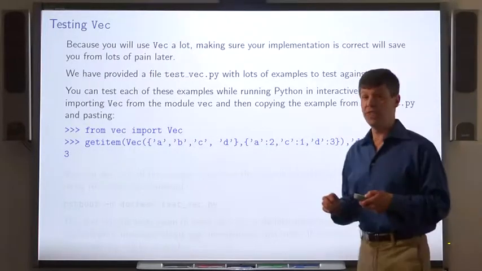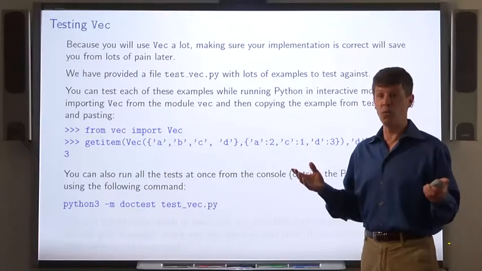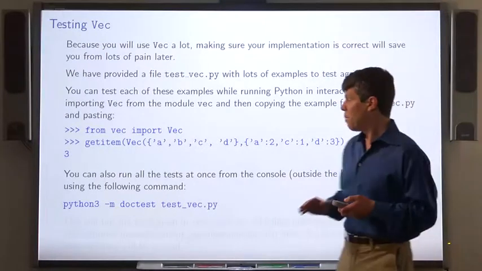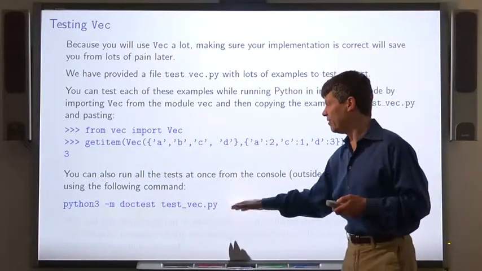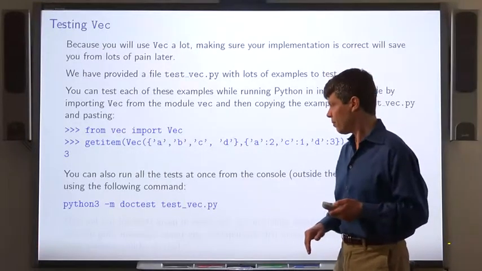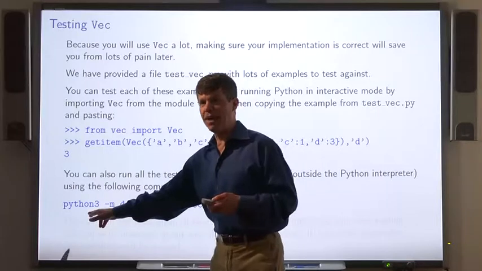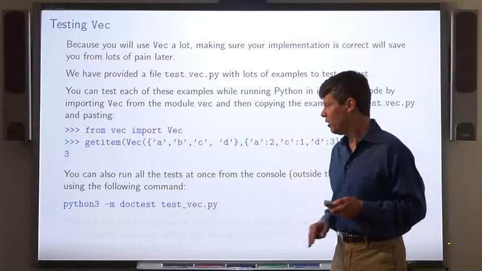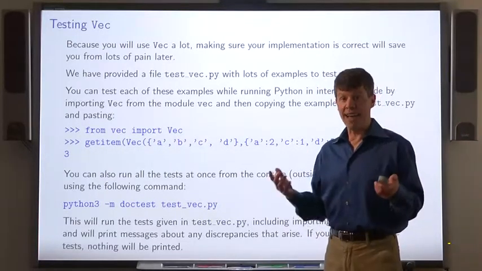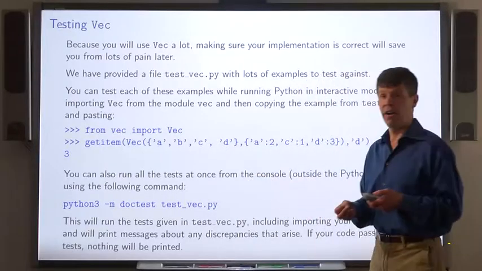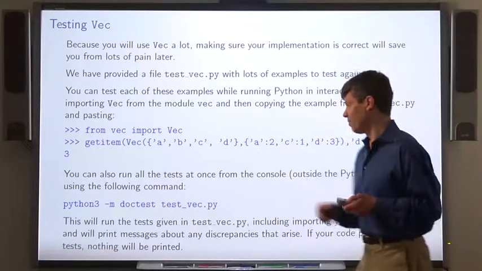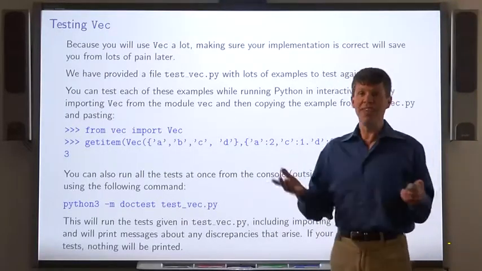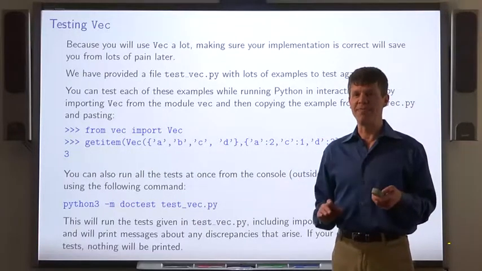Now, once you think you've got something that works, you can run all the tests at once from outside Python in the command line by typing this command to a console. This is the name of whatever Python you're using, -m doctest and testvec.py. That will import your vec implementation from vec.py and run all the tests. And it'll print messages if some of the tests fail. So if nothing gets printed, you're good. All the tests have passed.